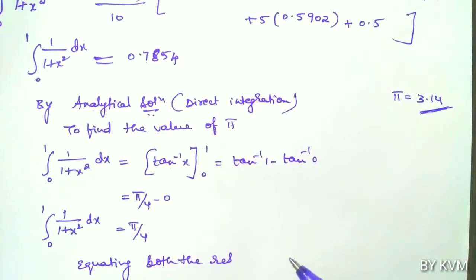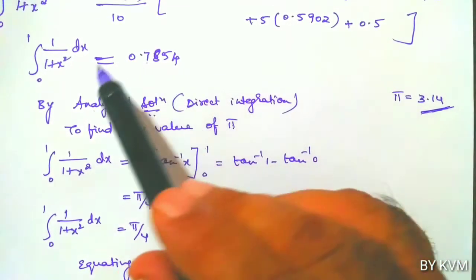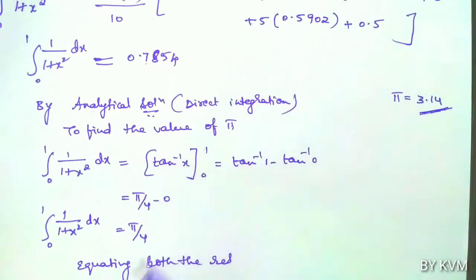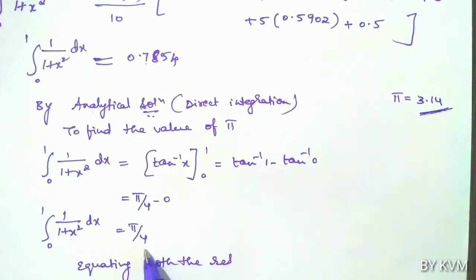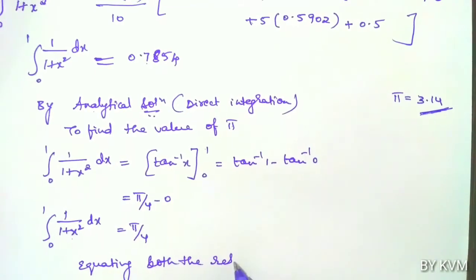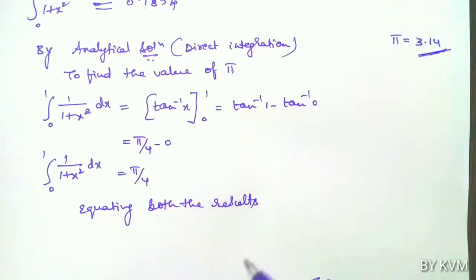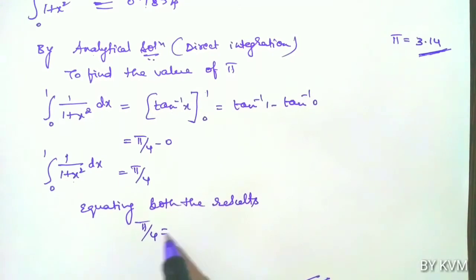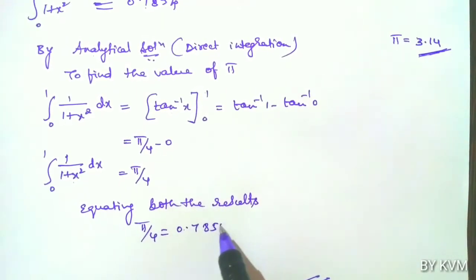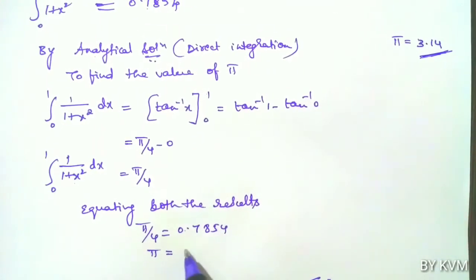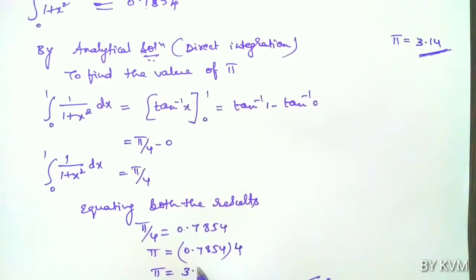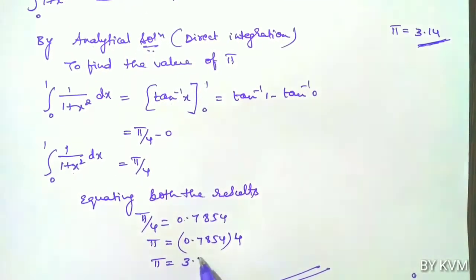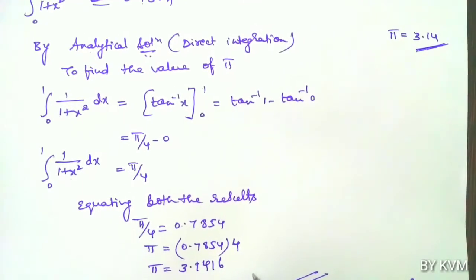So by all the three rules, by numerical integration, the value of this integral is 0.7854. But by analytical solution, the value of this integral is pi by 4. So equating both the results, pi by 4 is 0.7854. So pi equals 0.7854 into 4. So pi equals 3.1416. So this is the solution.